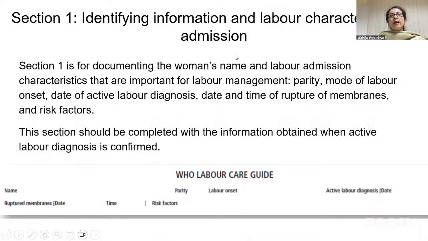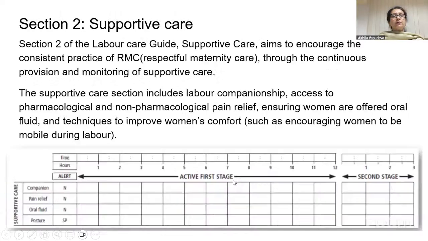So section 1 is identifying information, and basically to know whether she is a high risk or low risk pregnancy. And remember, this LCG is mainly meant to monitor low risk pregnancy. But still they have given a column for risk factors here. So you need to write down what all risk factors she has, maybe GDM, maybe gestational hypertension, maybe preeclampsia, or maybe stillbirth or whatever. And then parity, the labor onset and active labor diagnosis, the date and the time, and ruptured membranes date and the time. So this is what you're supposed to write in this section.